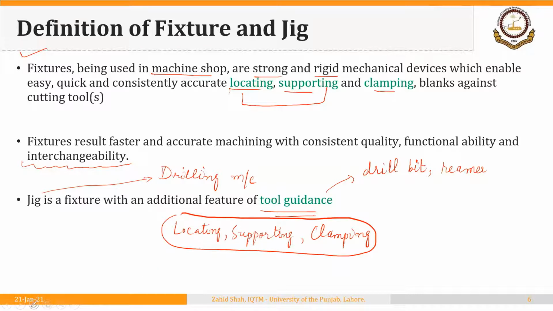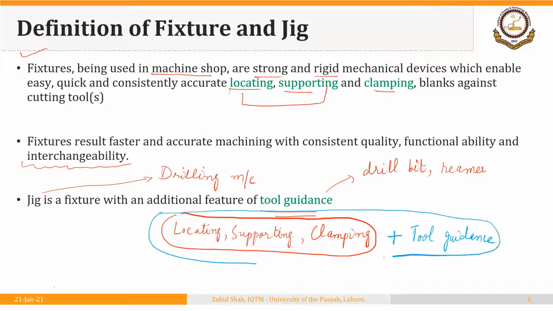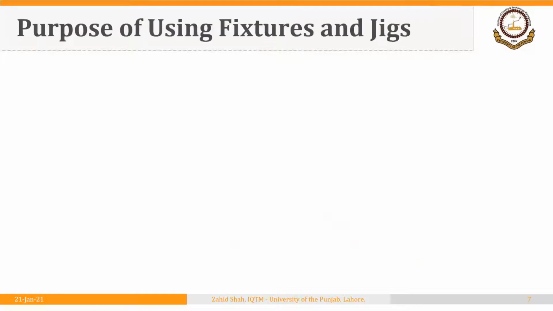And if the feature of tool guidance is added to this fixture, conceptually of course, we have an additional feature of tool guidance, then that becomes a drilling jig or simply a jig. So we can say that a jig is a fixture with additional feature of tool guidance. Or in other words, we can say that every jig is a fixture as well. I hope you have got the idea.